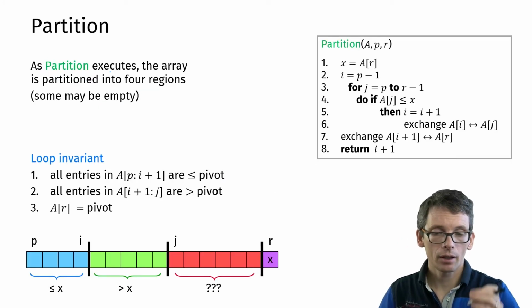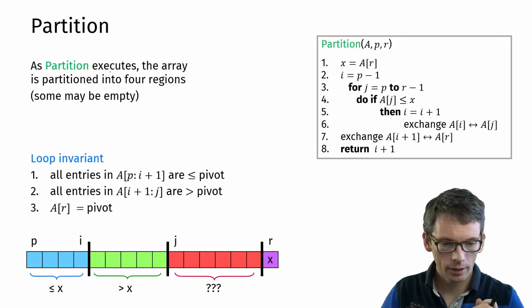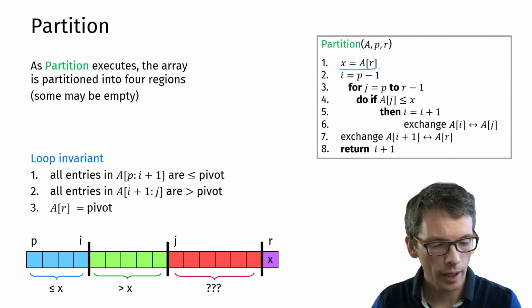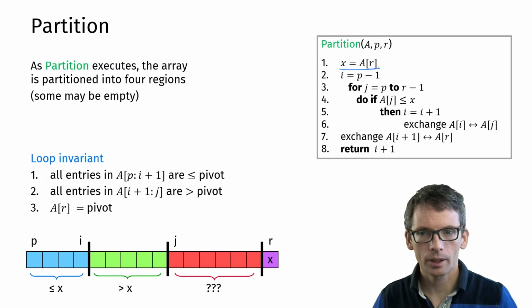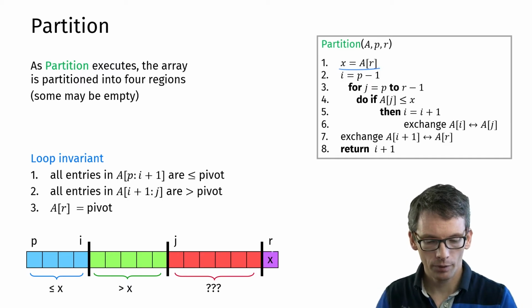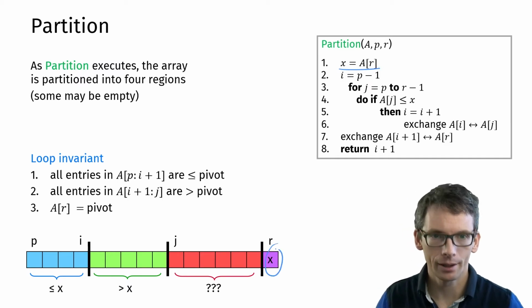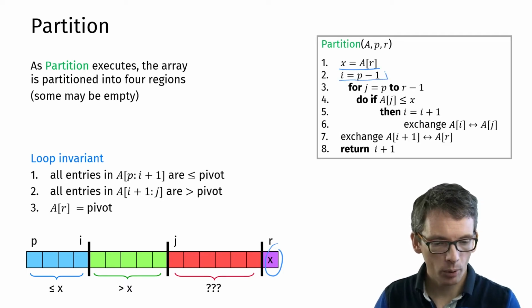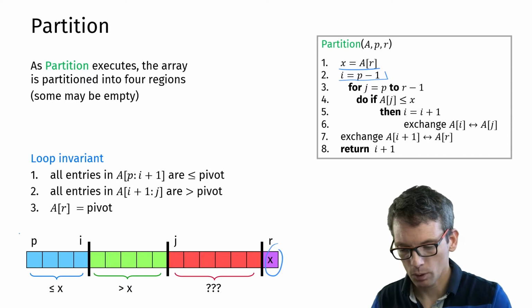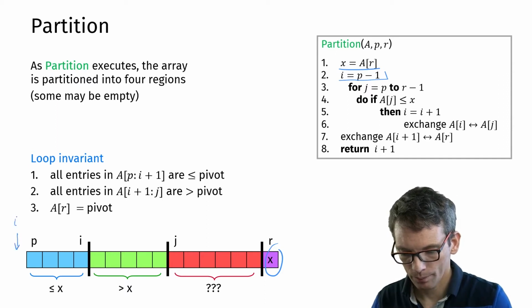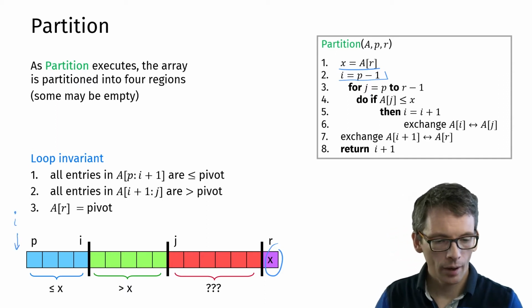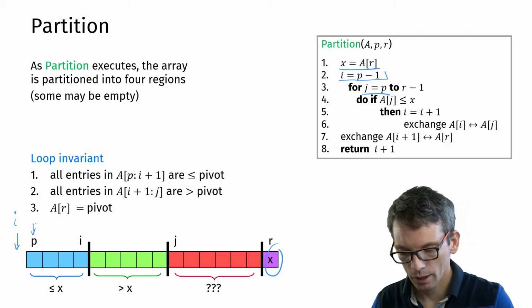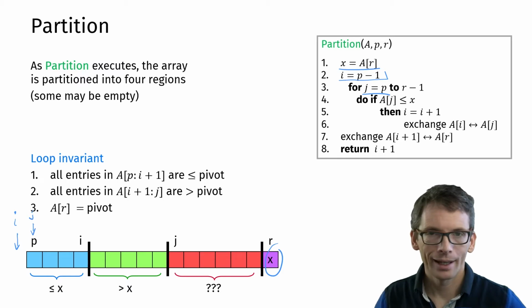So the idea of partition is the following. We take the last element, A of R, as the pivot. So that's the element that we have here. Now I will point at P minus 1, so I will actually point here, and J will start at P. So J starts here. We have two indices.